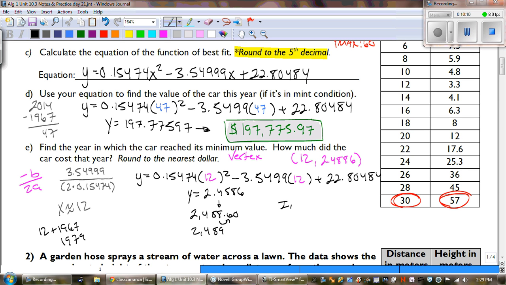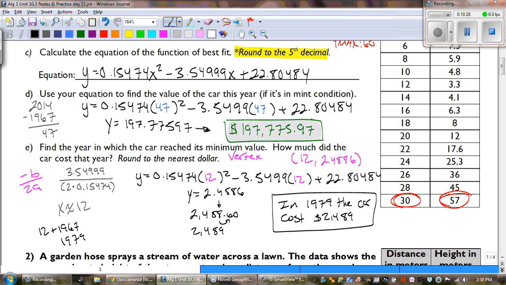In 1979, the car cost $2,489. Woo! Got it all right.